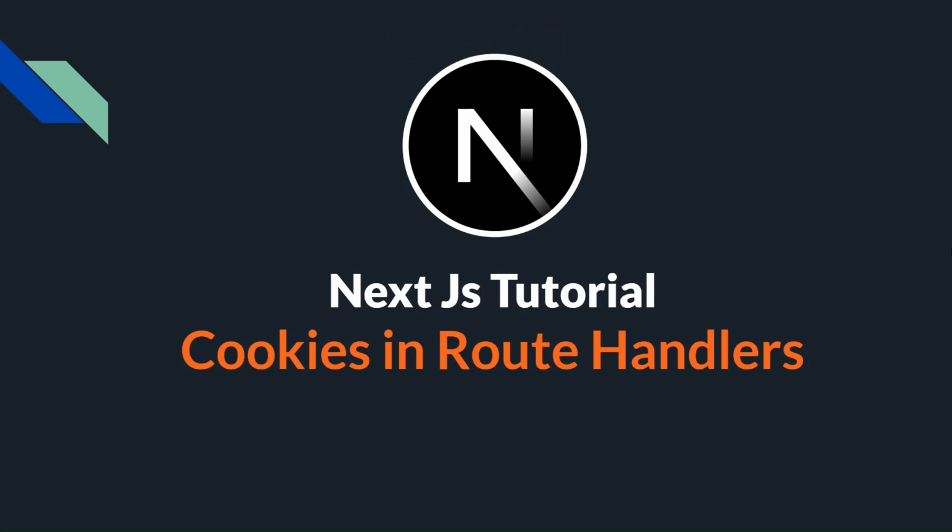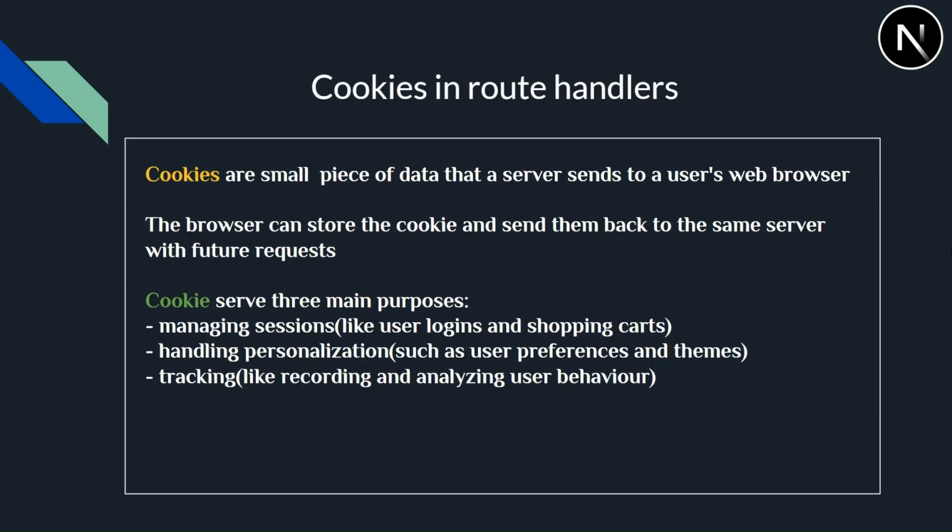So, let's get started. Let's talk about what a cookie is and how it can be helpful in Next.js in Route Handlers. A cookie is a small piece of data that a server sends to the user's web browser. The browser can store the cookie and send it back to the same server with future requests. So a cookie is a small amount of information which is saved on the client system so that the server can identify the users.